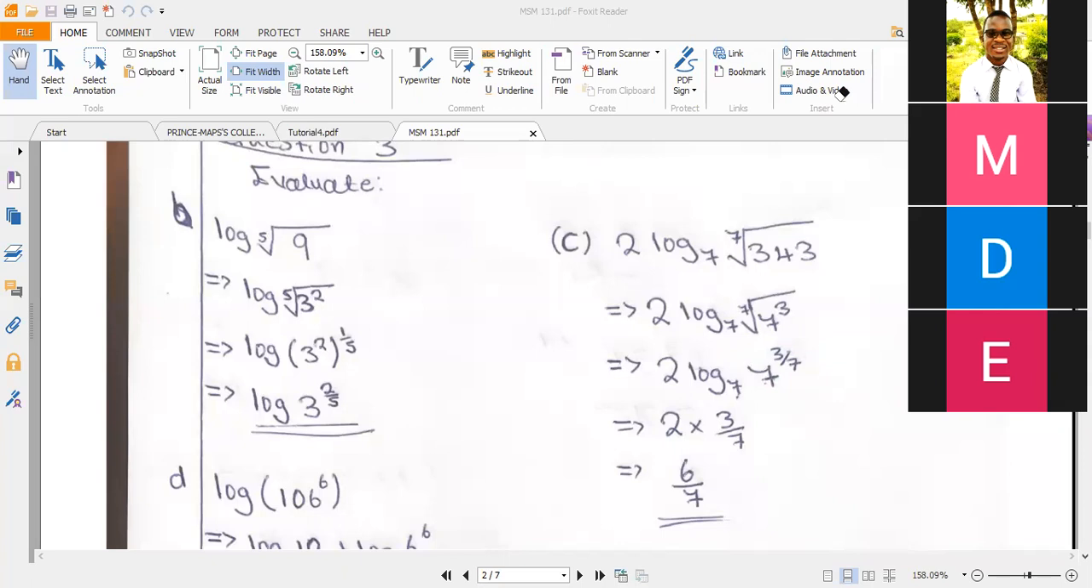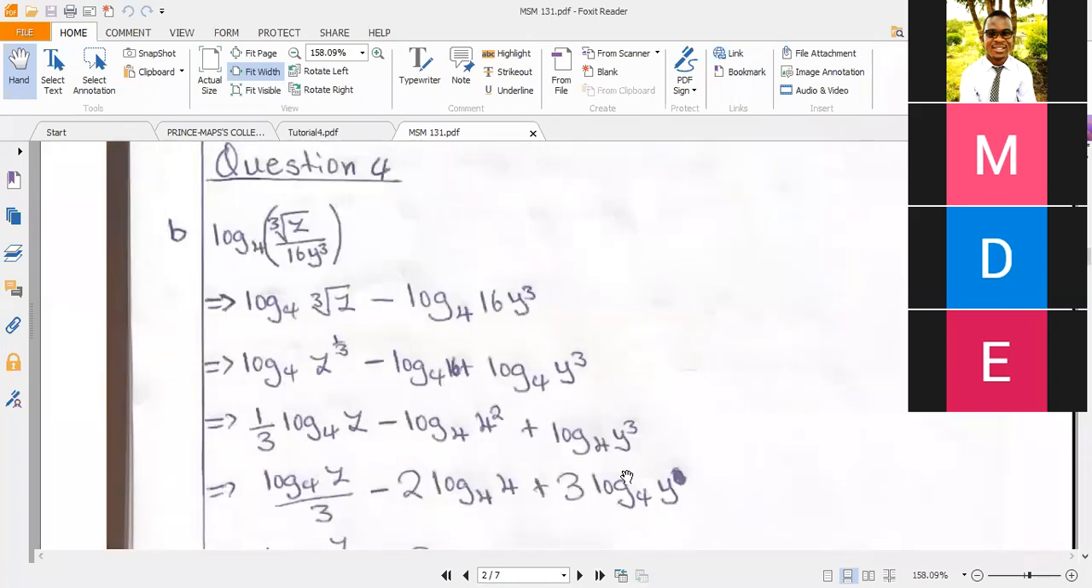Okay, so let's move on. I'm sure it's now clear. So you drop this 3 over 7 here, or you straight away say log 7 is 1. So you remain with 3 over 7. Then 3 over 7 times 2, it will be 6 over 7. Then it's evaluated.